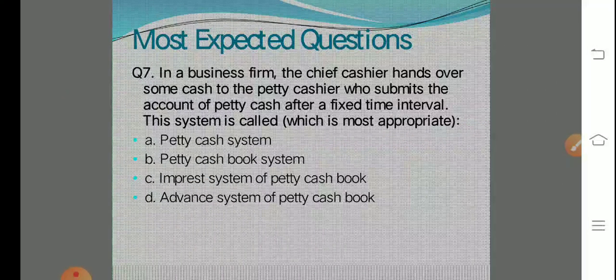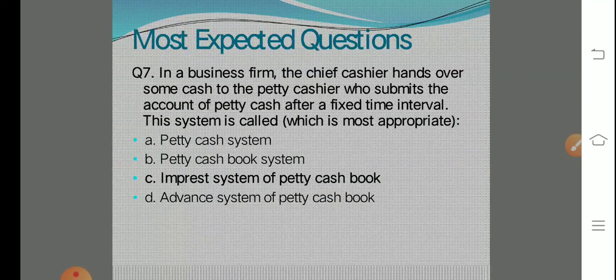Question number 7. In a business firm, the chief cashier hands over some cash to the petty cashier, who submits the accounts of petty cash after a fixed time interval. This system is called. So which is the most appropriate answer you have to give? First is petty cash system, petty cash book system, impressed system of petty cash book, advanced system of petty cash book. So let's see what is the correct answer. And the correct answer is C, impressed system of petty cash book.